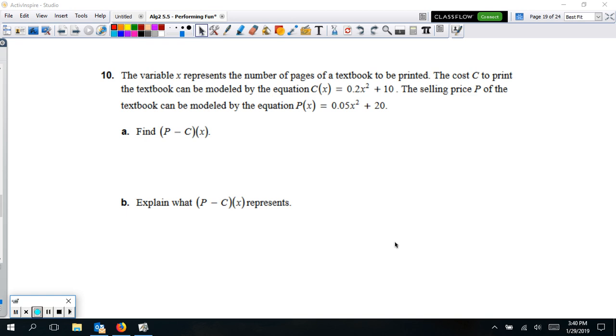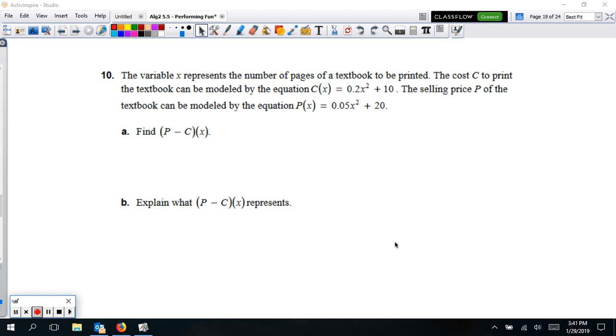Okay, we have arrived. Here's our last problem. It's a little bit different here. It's a bit of a word problem. The variable x represents the number of pages of a textbook to be printed. The cost c to print the textbook can be modeled by the equation c of x is equal to 0.2x squared plus 10. The selling price p of the textbook can be modeled by the equation p of x equals 0.05x squared plus 20. A says find p minus c.